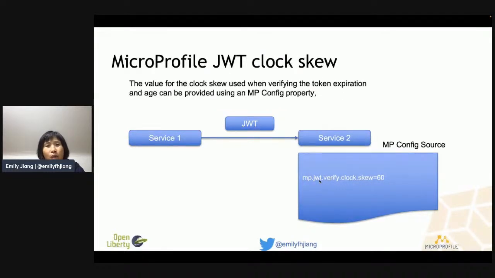The second property is the JWT clock skew. This can fix some system time differences. Different machines might have different time settings, and sometimes you have to adjust the clock. So you specify the clock skew, again in seconds.